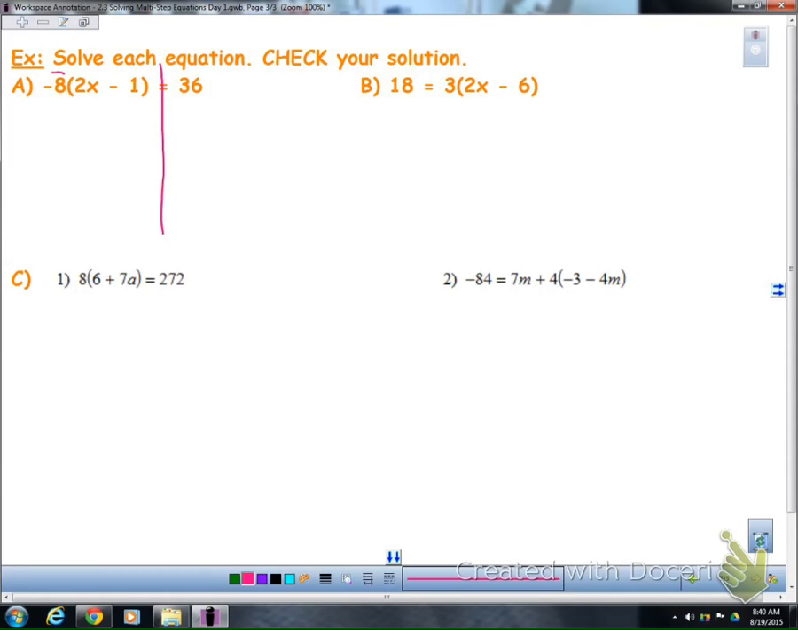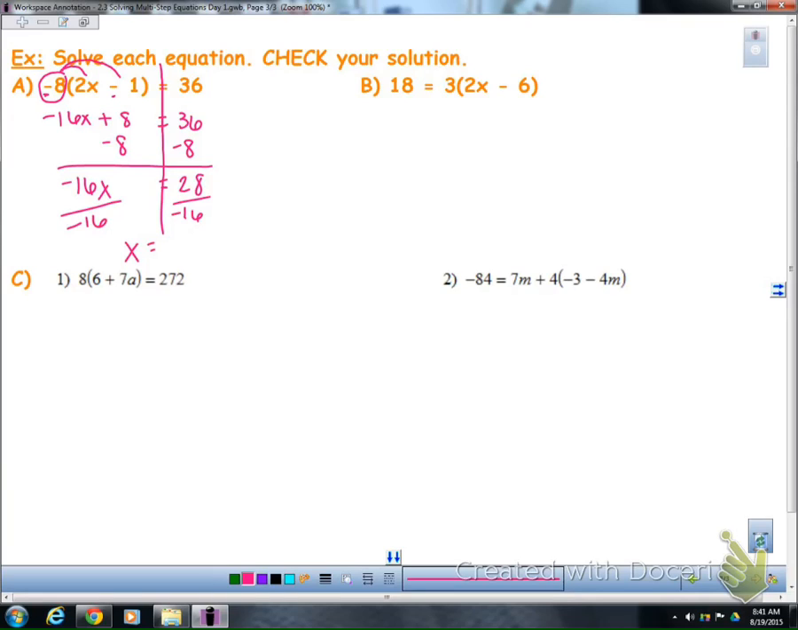Okay, here on the back, this time we're going to have to get rid of our parentheses. Well, what are we going to do with this negative 8? Hopefully you all agree that we are going to distribute it. Remember, distribute just means multiply. So we're going to distribute negative 8, which gives us negative 16x. And then negative 8 times negative 1. The most common mistake when distributing is signs. You have a negative times another negative, which will give us a positive 8, which will equal 36. Now you have a normal two-step equation to finish solving.